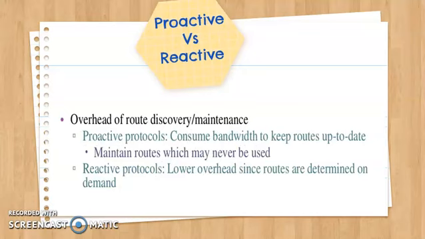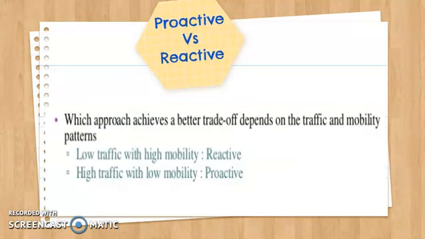On the basis of overhead of route discovery and maintenance. Proactive protocols consume bandwidth to keep routes up to date as they maintain routes which may never be used, whereas reactive protocols have lower overhead since routes are determined on demand. Which approach achieves a better trade-off depends entirely on the traffic and mobility patterns. Low traffic with high mobility for reactive, and high traffic with low mobility for proactive.